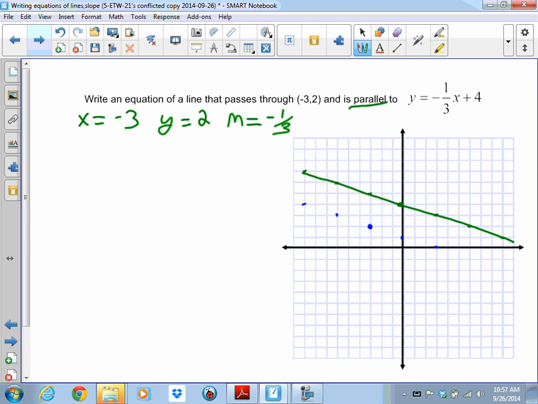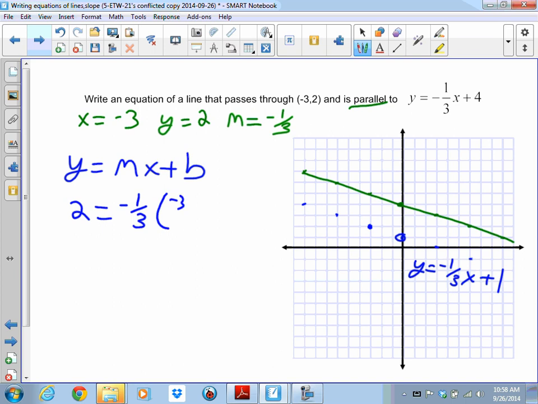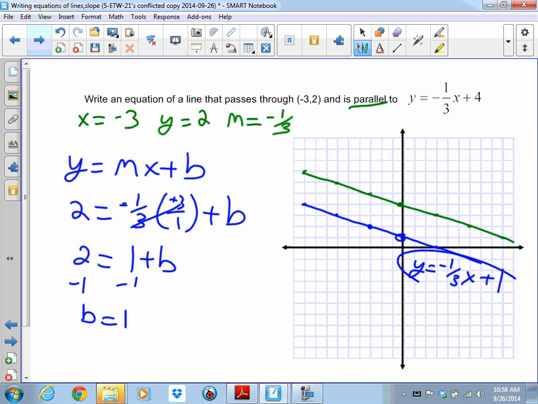If you look at the graph, it should be y equals -1/3 x plus 1. I'll do the math for it just so you can see. We have y equals mx plus b. 2 equals -1/3 times -3 plus whatever the y-intercept is. -1/3 times -3 just becomes 1, so 2 equals 1 plus b, minus 1. b is 1. So it crosses the y-axis at 1, and that's where we get this equation from. The visualization helps you, but you need to know the algebra behind it.